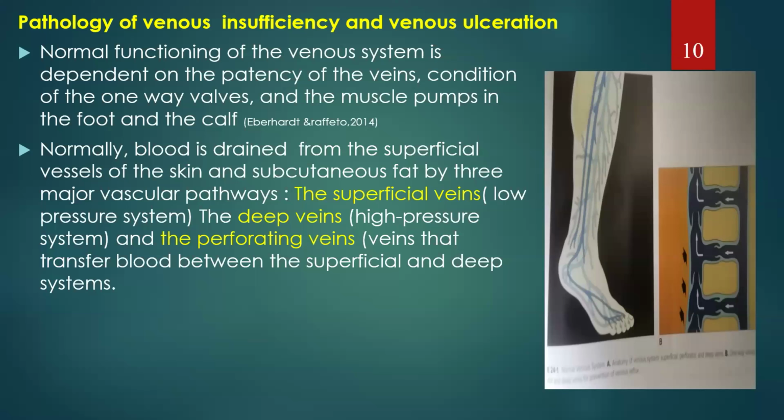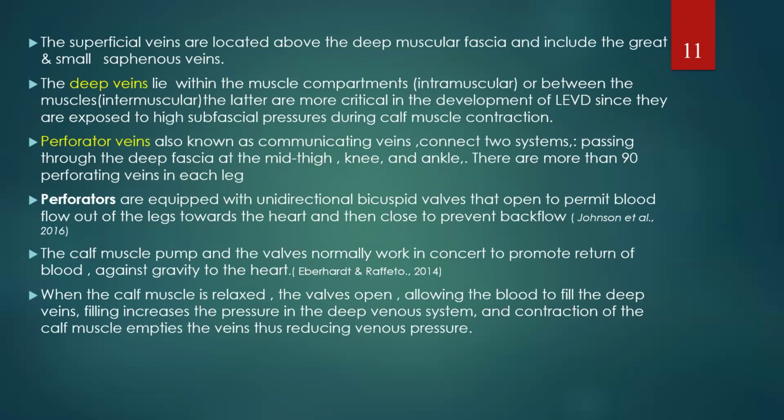It is very important for us to understand this so that we know what happens when the pathology sets in. Normally, blood is drained from the superficial vessels of the skin and the subcutaneous fat by three major vascular pathways: the superficial veins, the deep veins, and the perforating veins. That is normal physiology, and I'm sure all of us remember that. The superficial veins are located above the deep muscular fascia, and they include the great and the small saphenous. This is just for reminders. The deep veins lie within the muscle compartments or between the muscles.